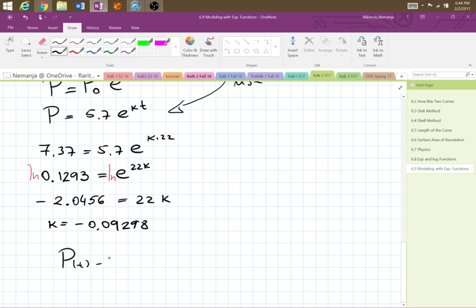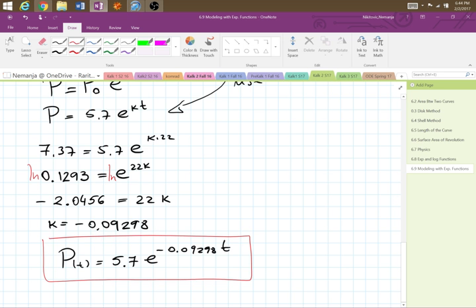P at any time is 5.7 e to the negative 0.09298 t. And I'm going to box this because this is the math model that allows us to calculate population in the future, in the past, or whatever.